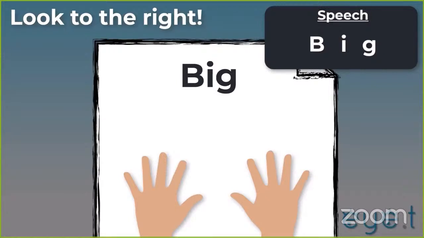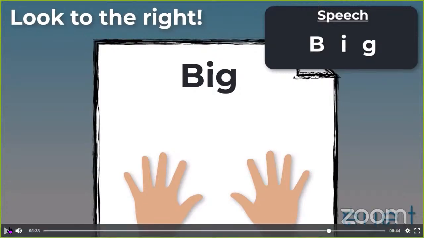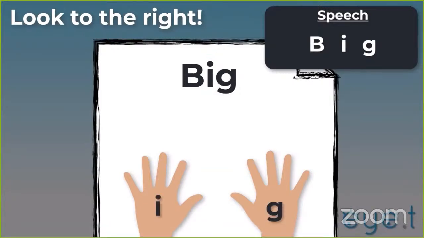So what two letters is the screen reader between? Is it between B and I? Or is it between I and G? Or is it at the end of G? Let's find out. Between the I and the G? That's right, it's between I and G. Let's do some examples with another word.